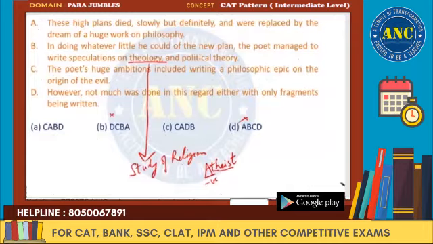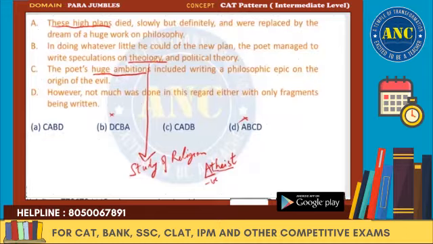So let's look at the poet's huge ambitions included writing a philosophic epic on the origin of the evil. What should come after this? What can come after this? In C, you're saying huge ambitions. In A, you're saying these high plans. So there is a connect there. So you have CA, but both the options have CA.